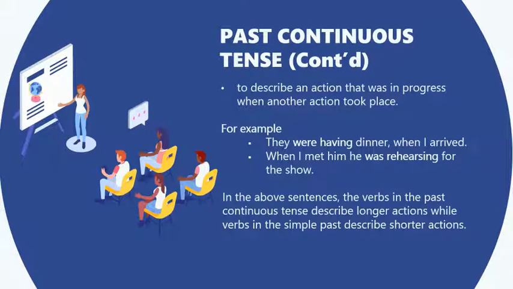Then we use past continuous tense to describe an action that was in progress when another action took place. For example, they were having dinner when I arrived. Second example, when I met him, he was rehearsing for the show. In the above sentences, the verbs in the past continuous tense describe longer actions while verbs in the simple past describe shorter actions.